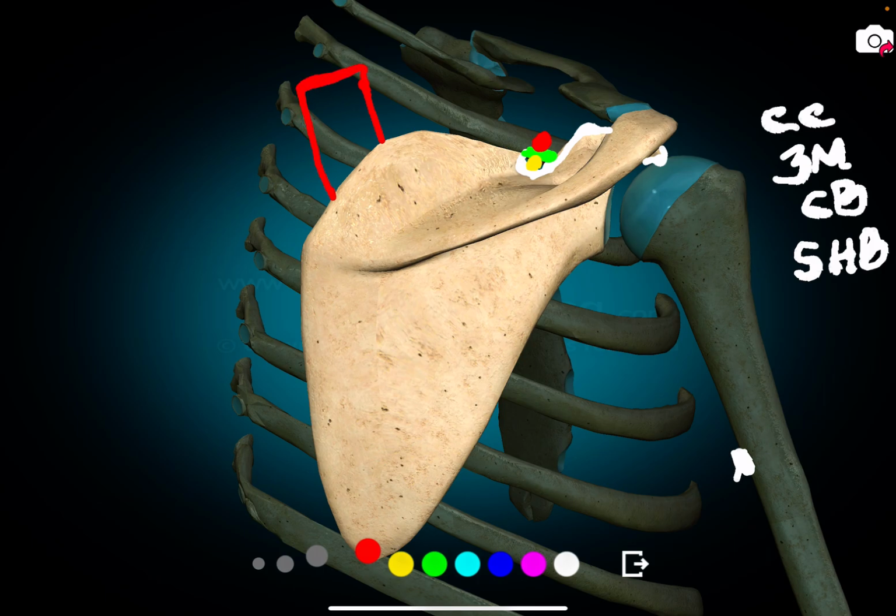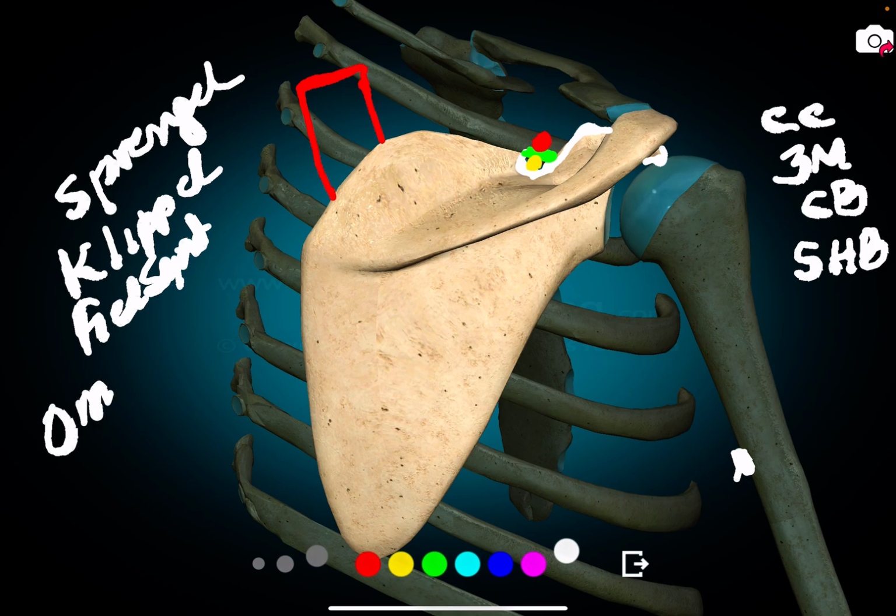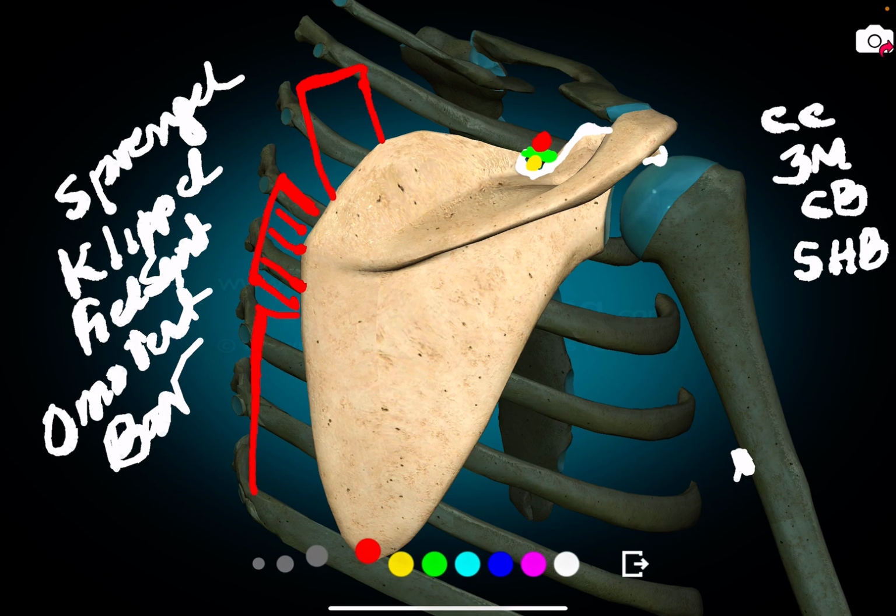Two things about the levator scapulae: if it is short, it will prevent the descent of the scapula. The shoulder on the affected side will be high, and that is called Sprengel's shoulder. If it is bilateral, it is called Klippel-Feil syndrome. And if it is ossified, it is called the omovertebral bar. So that is the levator scapulae. And then the other muscles attached to the medial side are the rhomboideus minor and rhomboideus major.